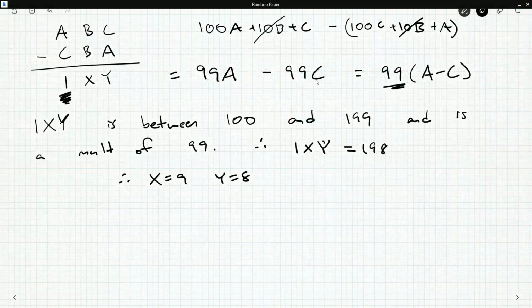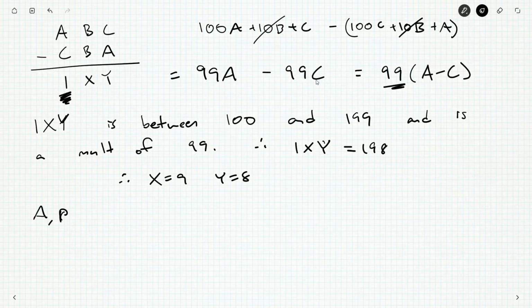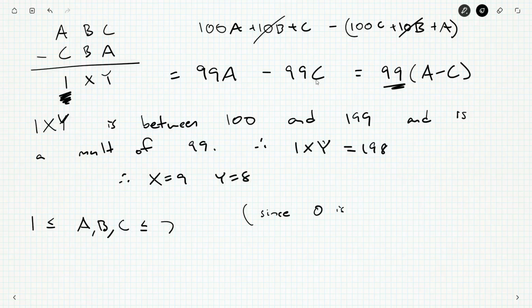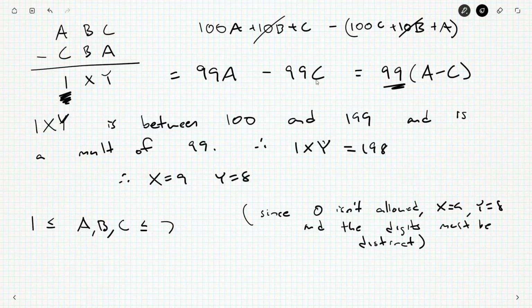So I would say something like A, B, C. So 1 is still allowed because neither X nor Y is 1. But I will say something like 1 less than or equal to A, B, C less than or equal to 7. Since 0 isn't allowed, X is 9, Y is 8, and the digits must be distinct. I'm just writing that down.